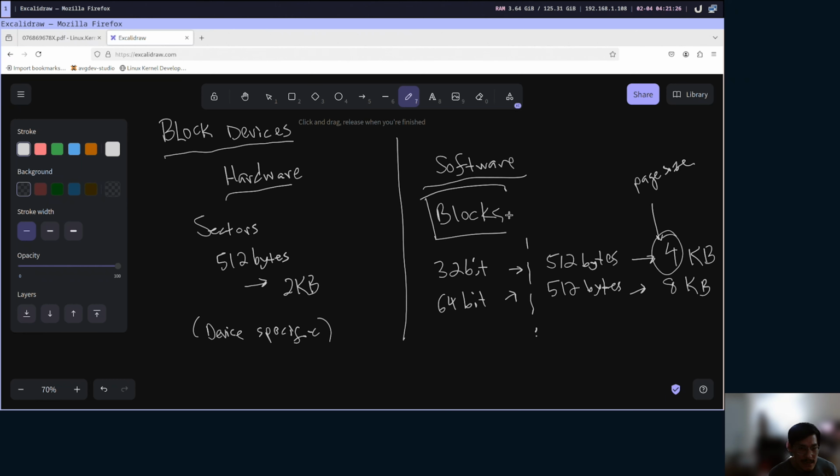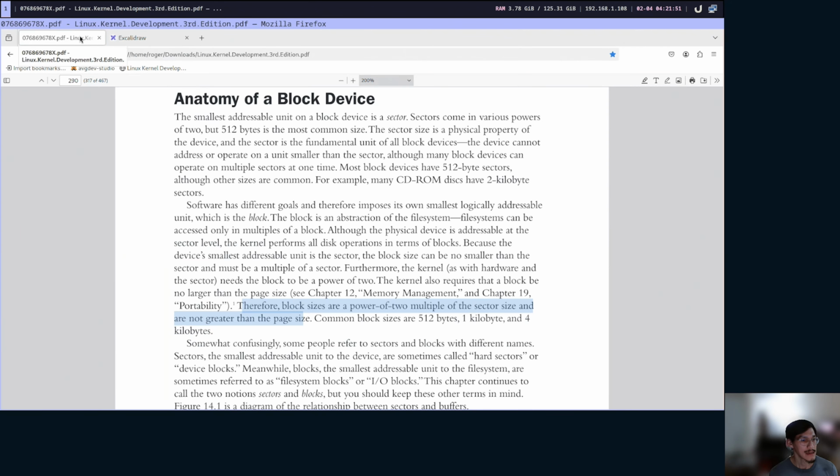So blocks are the fundamental unit for block I/O, whereas in hardware, it is sectors and it's dependent on the device. Blocks are just an abstraction on top of the sectors, and this, I guess, is configurable anywhere from 512 bytes, which is 0.5 KiB, all the way up to 4 kilobytes. Okay, so common block sizes are 512 bytes, 1 kilobyte, and 4 kilobytes.